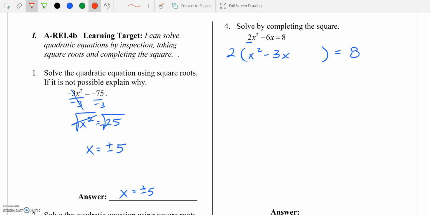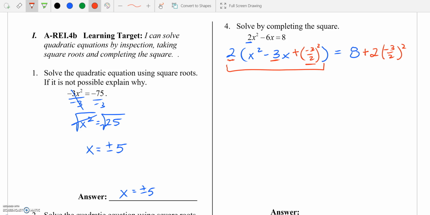Now this is where I do the completing the square step. So I add a third term. That third term is going to be my b term, which is -3, divided by 2, and I square it. Since I added this extra term inside the parentheses, I have to add the exact same thing on the outside. Remember, it's not just -3 over 2 squared, it's 2 times -3 over 2 squared. So on the other side of the equation, 2 times -3 over 2 squared.